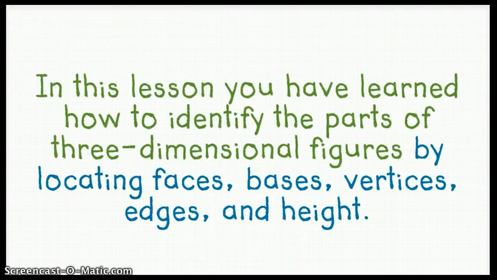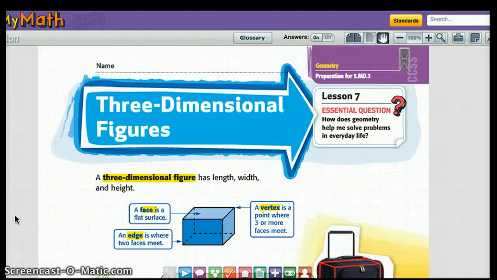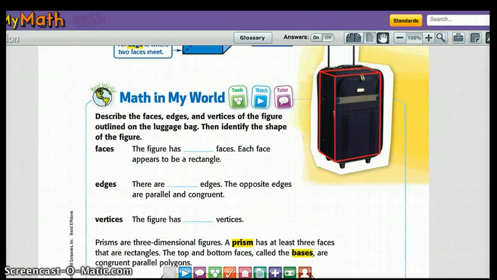In this lesson, you have learned how to identify the parts of three-dimensional figures by locating faces, bases, vertices, edges, and height. Okay, so page 941 shows a good diagram of what the video was talking about. So this is a 3D figure. This is the face, the flat surface, the vertex, the point where 3 or more faces meet, and the edge where 2 faces meet.